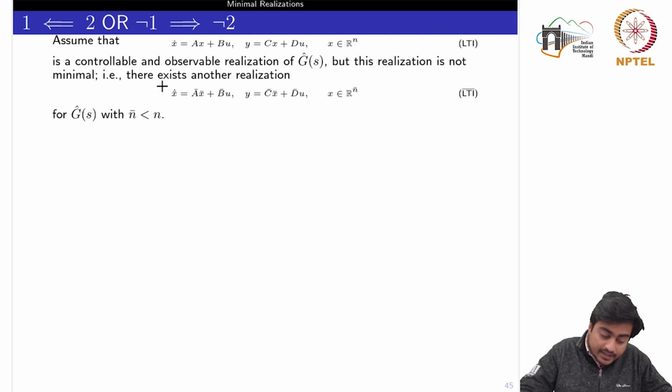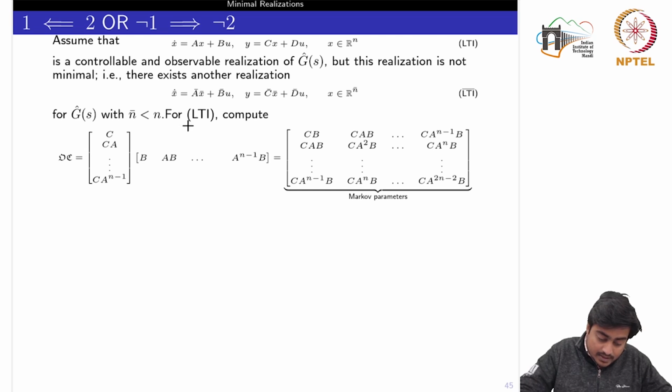That is to say that there exists another realization which is given by this pair A bar, B bar, C bar, D bar, in which the dimension of the state X bar is n bar now, which is less than n. Okay, because if this realization is not minimal, it means that there exists another realization which we can obtain by the Kalman decomposition theorem, and of which the dimension would be lesser than this one, but the transfer function would remain the same, because both are realizations of the transfer function g hat. Okay.